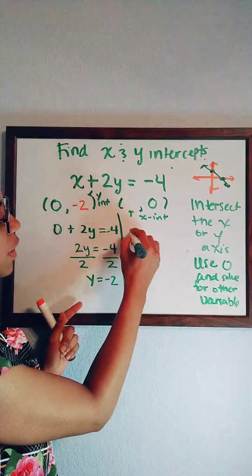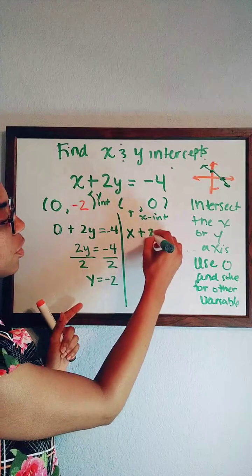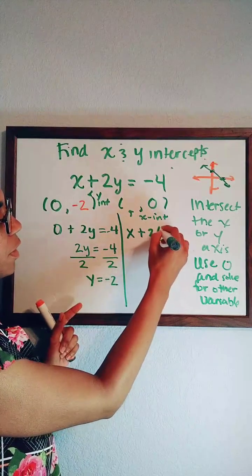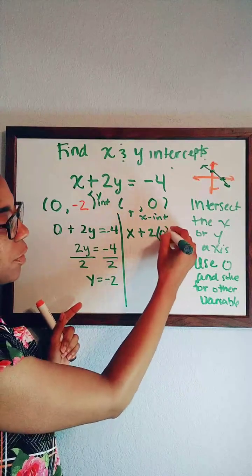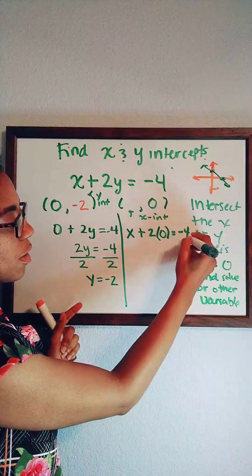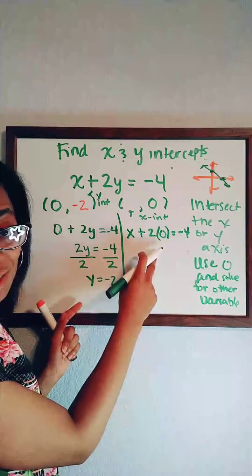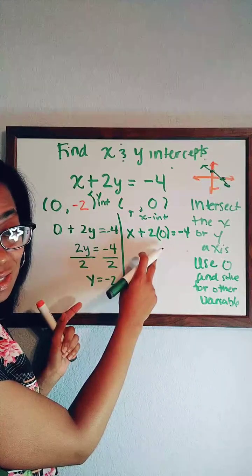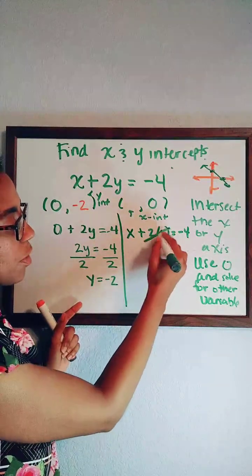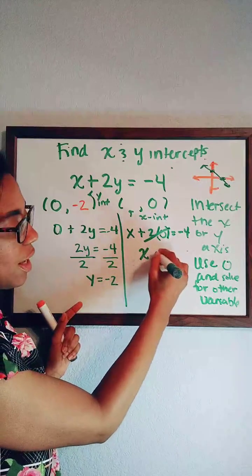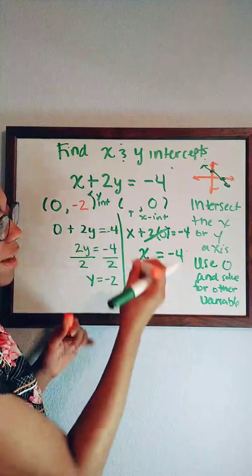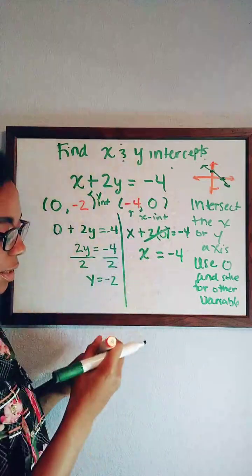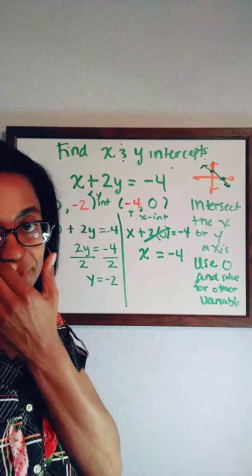Let's do this one. X plus 2y is equal to -4. I'm looking for the x, so I'm going to replace the y with 0. Oh, this one was really nice to us because 2 times 0 is just going to disappear, and then x is equal to -4. So my x-intercept is -4. That's it. That quick.